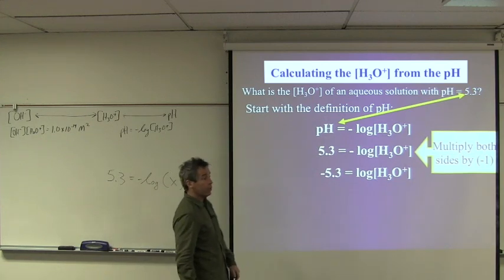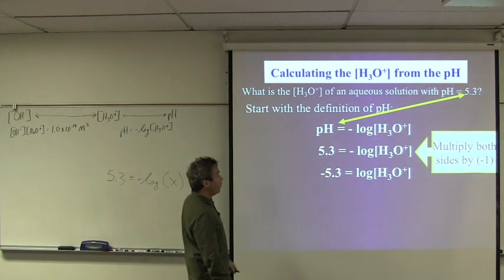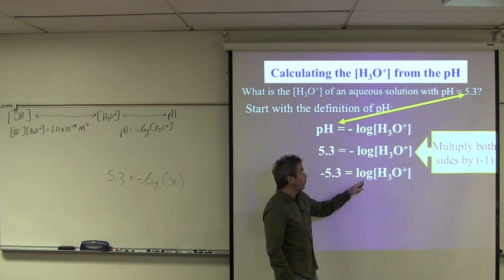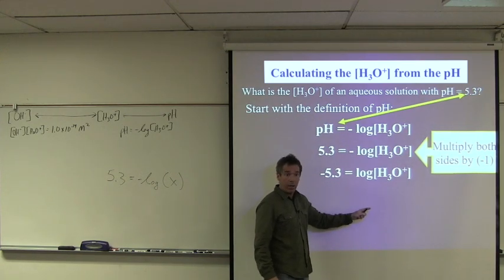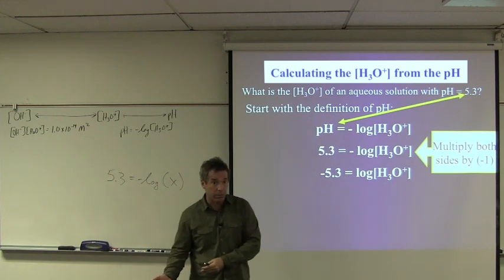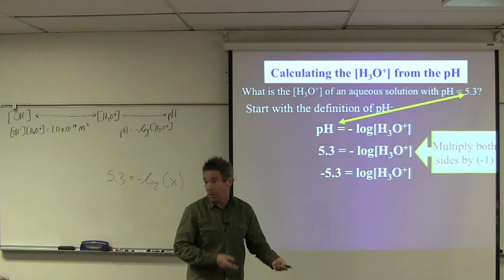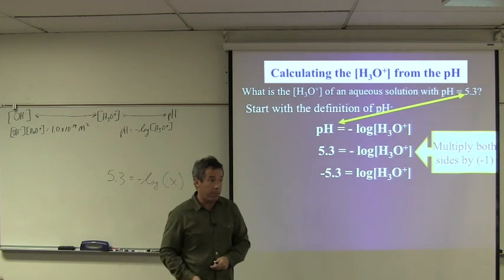The next step is a new step that you guys may not have seen or you may not recall because it's been a while. What we have to do is get the hydronium ion concentration, not the log of the hydronium ion concentration. So we do a mathematical operation called taking the antilog. Taking the logarithm is a mathematical operation, just like multiplying, dividing. Same thing with taking the antilog. It's a mathematical operation.